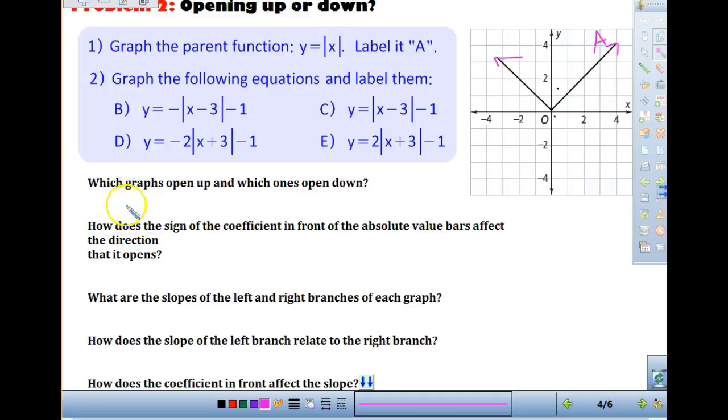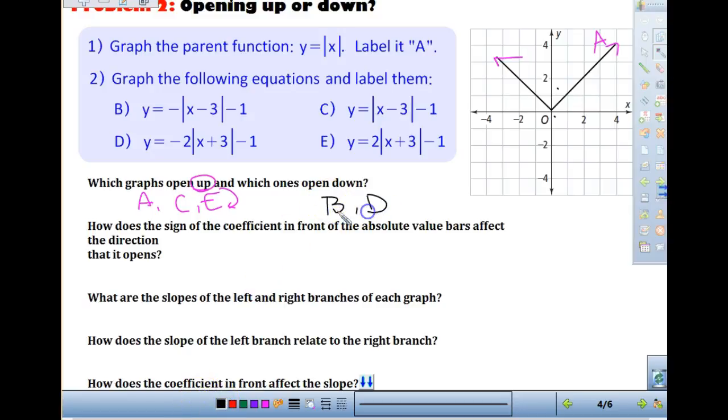Jacob, we're going to have? C and E. So we're going to have A, C, and E. Those are our up ones, so those are our 3 that went up. And the ones that are going down, Dylan, we're going to have? B and D.